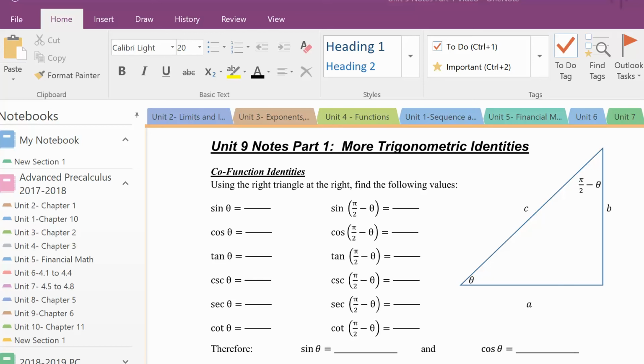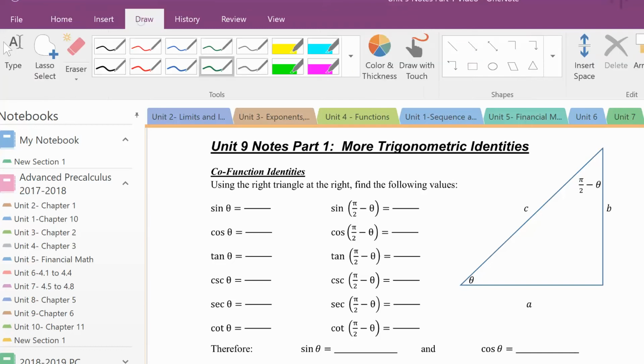Welcome to tonight's video on Unit 9, Part 1, talking about more trigonometric identities. First thing here, we'll talk about the cofunction identities. Those happen in a right triangle when you have an angle and then its complement.